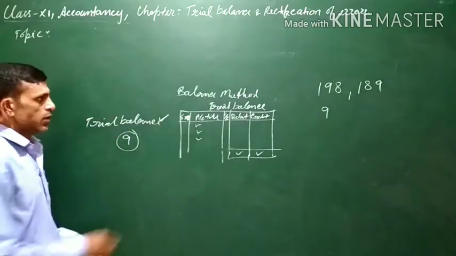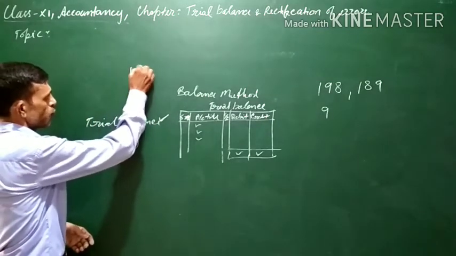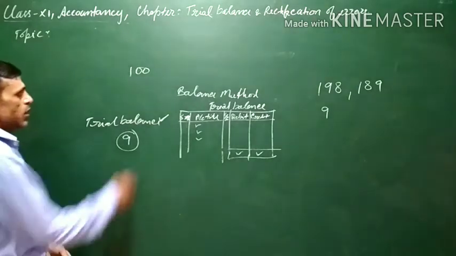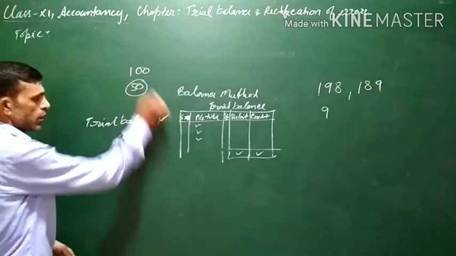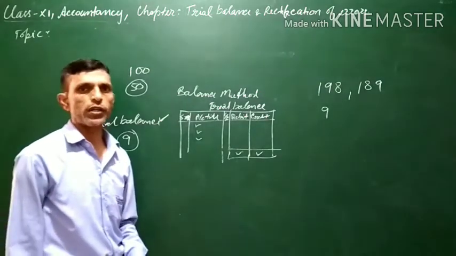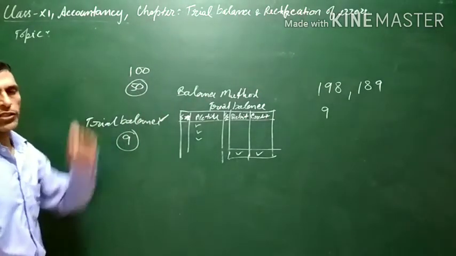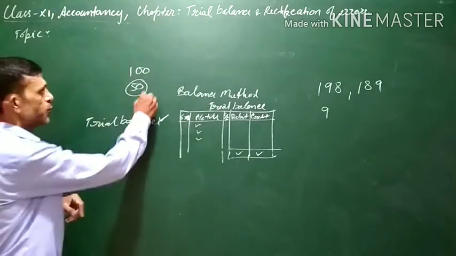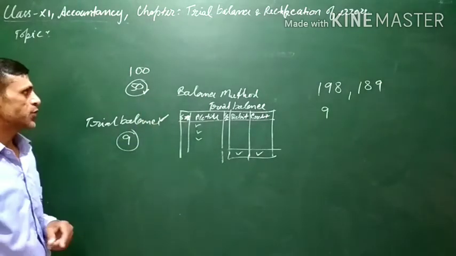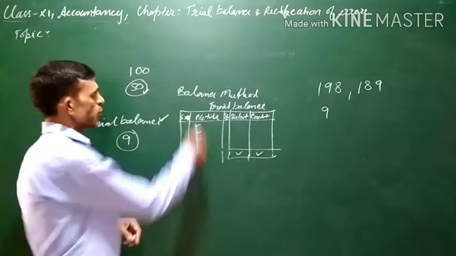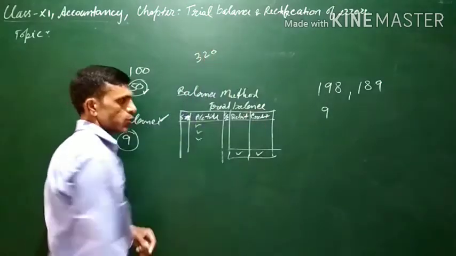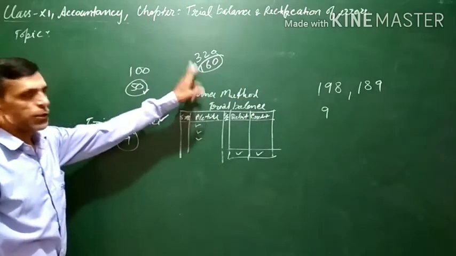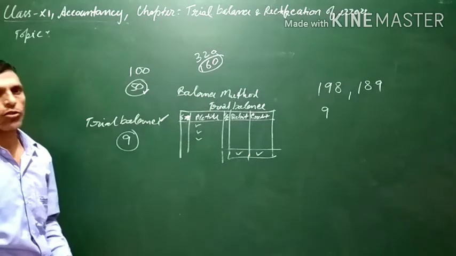Next, suppose the difference is rupees 100. It is possible that a debit or credit of 50 has been wrongly recorded, and that is why the difference is rupees 100. Or it is also possible that the difference is, say, 320. The half of this will be 160, so a debit or credit of 160 may have been wrongly recorded.